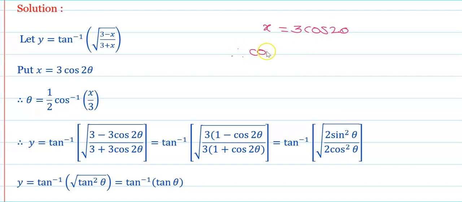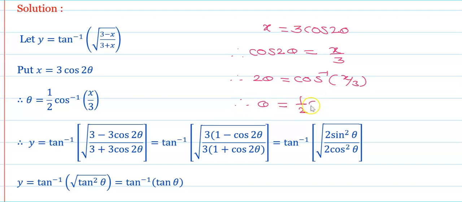Therefore, you will get cos of 2 times theta is equal to x upon 3, and therefore 2 theta is equal to cos inverse of x upon 3, and hence theta is equal to 1 upon 2 cos inverse of x upon 3. This is important.